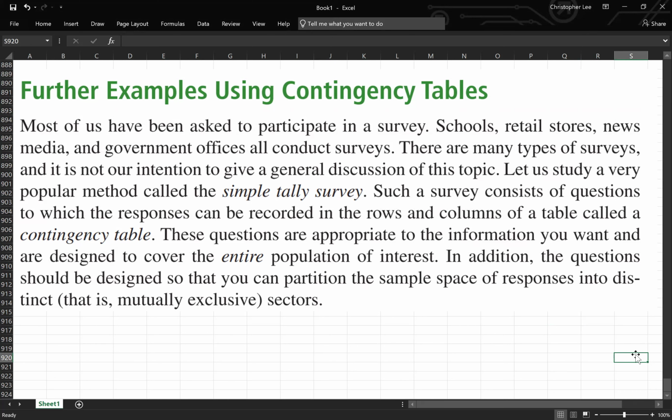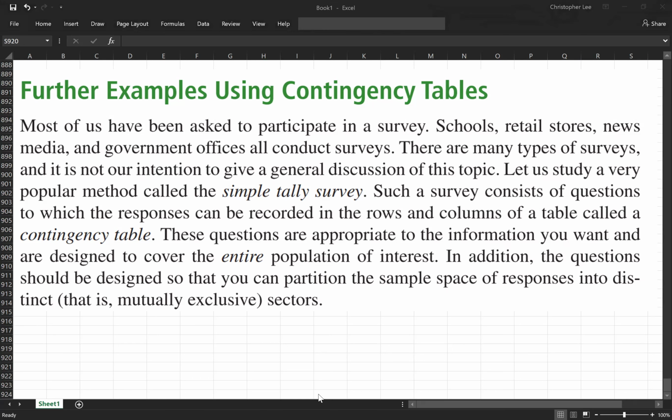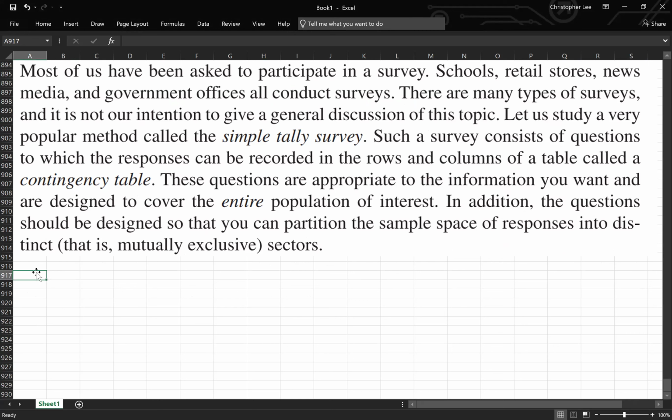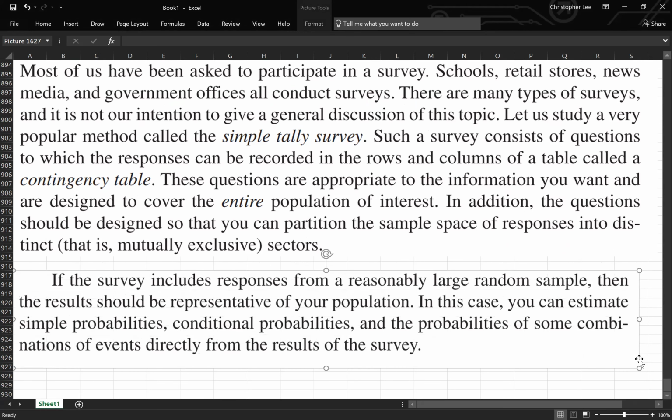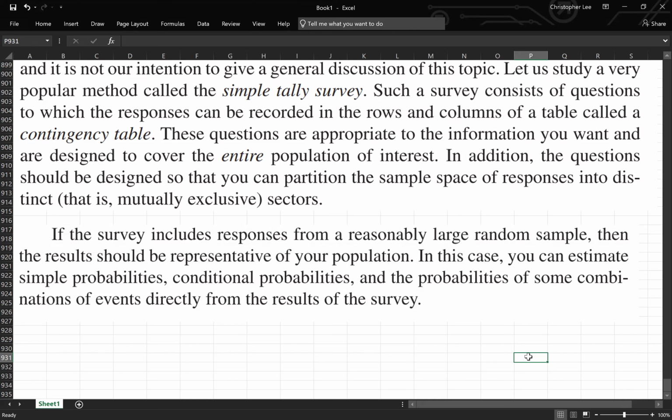These questions are appropriate to the information you want and are designed to cover the entire population of interest. In addition, the questions should be designed so that you can partition the sample space of responses into distinct, that is mutually exclusive, sectors. If the survey includes responses from a reasonably large sample, then the results should be representative of your population. In this case, you can estimate simple probabilities, conditional probabilities, and the probability of some combination of events directly from the results of the survey.